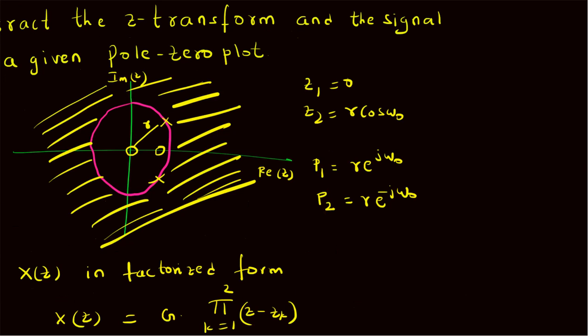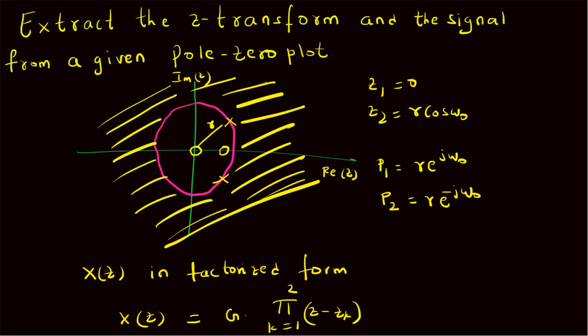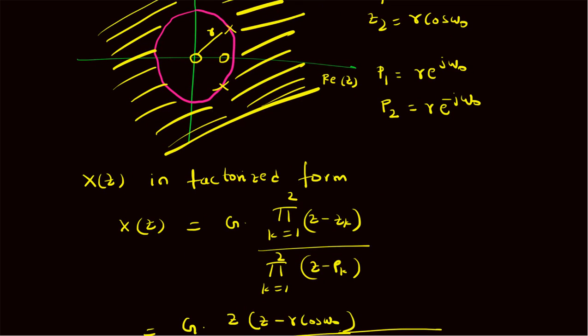To summarize, we have looked at an example which illustrates the extraction of the z transform and the corresponding signal from a given pole-zero plot. In this example, we are given a pole-zero plot which has 2 zeros and 2 poles: one zero at the origin, the other at z2 equal to r cos omega naught, and poles p1 at r into e power j omega naught and p2 equal to r into e power minus j omega naught, that is its conjugate.